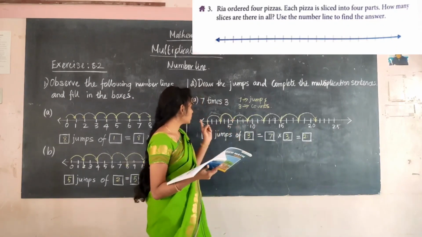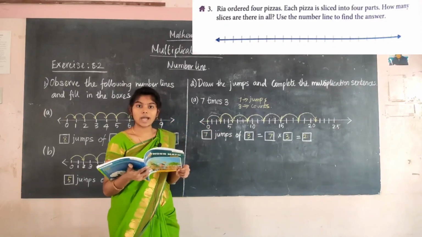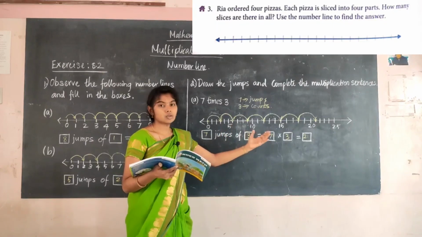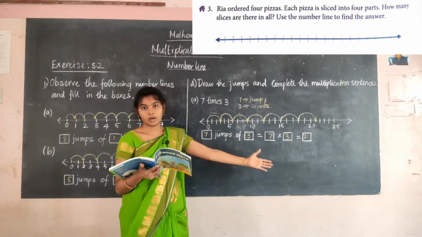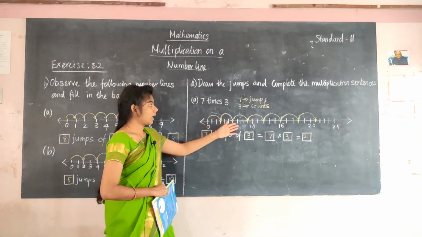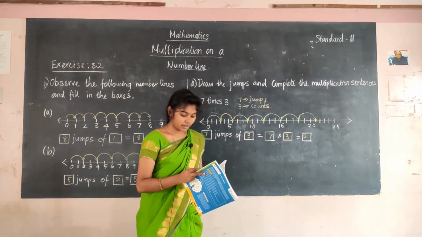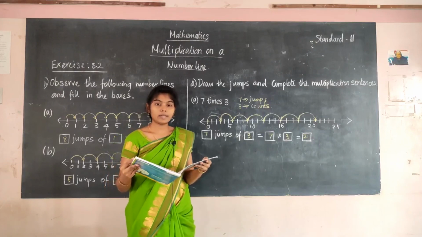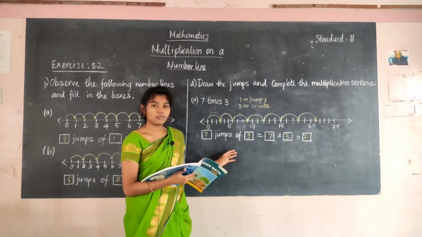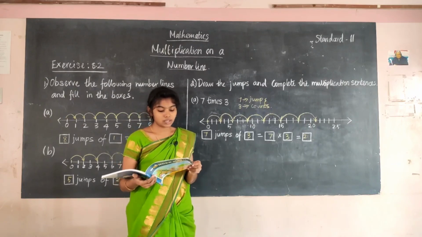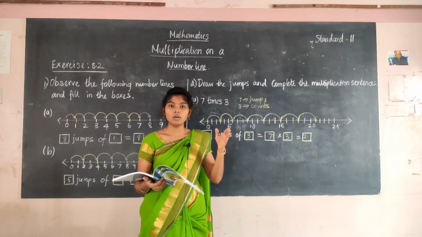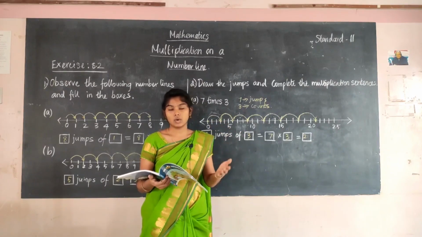So you have to start from 0. For this question you have to start from 0. From 0, however many markings you need, you can write up to that number. For each marking you can give the numbers or you can write like this. So you can find the answer for how many slices are there. By using the number line you are going to find the answer for the third question, that Riya ordered 4 pizzas and each pizza has 4 slices. So total slices you are going to find.